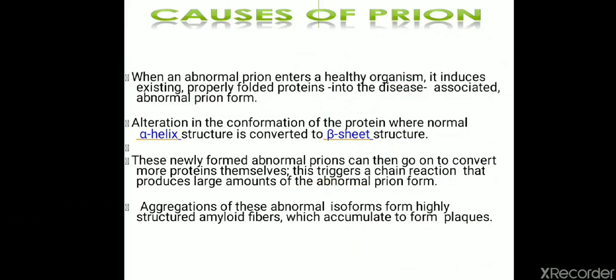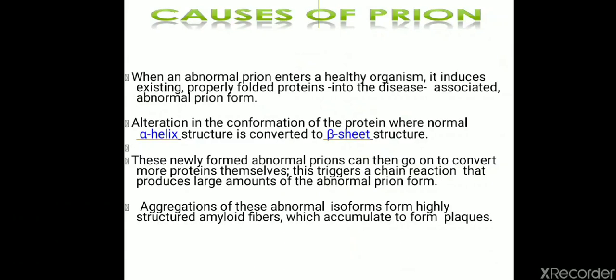When an abnormal prion protein enters a healthy organism, it induces changes within the normal prion protein, so that these normal prion proteins are converted into abnormal ones. That is why it is considered an infectious protein. Abnormal prion proteins are considered infectious protein molecules, because when they interact with a normal prion protein, they convert it into an abnormal one.